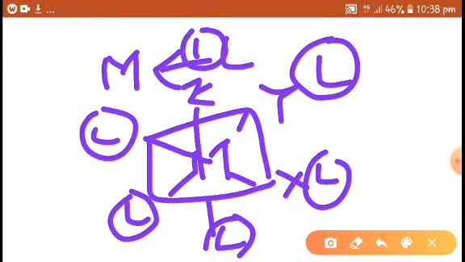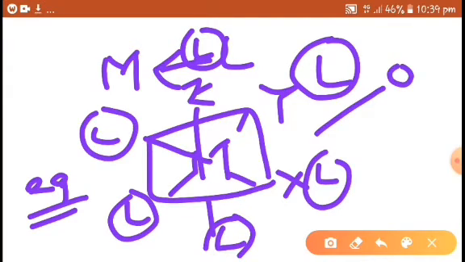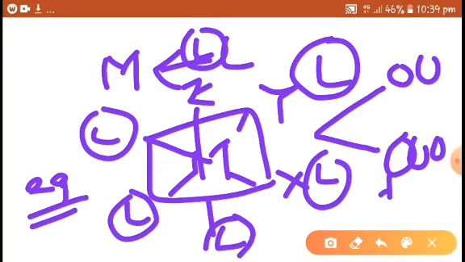So obviously the d orbitals which lie along the axis are eg, dx² minus y² and dz². Their energies will be increased, and those d orbitals which lie between the axes, their energy will be decreased. These are t2g, right? In this way the splitting of d orbitals takes place in octahedral complexes.